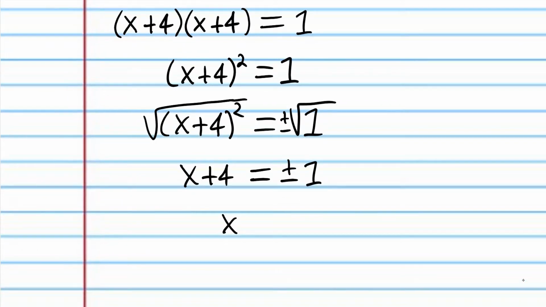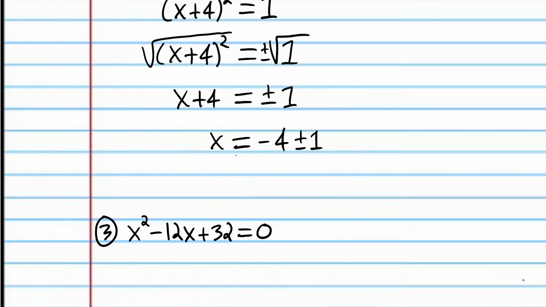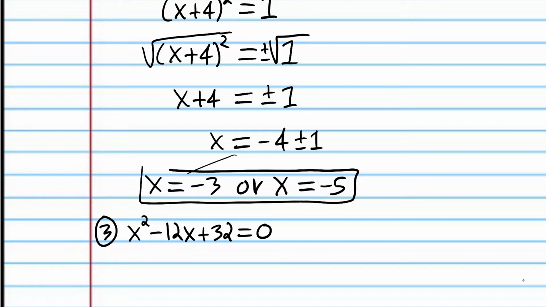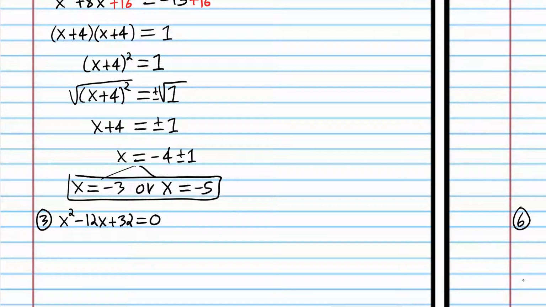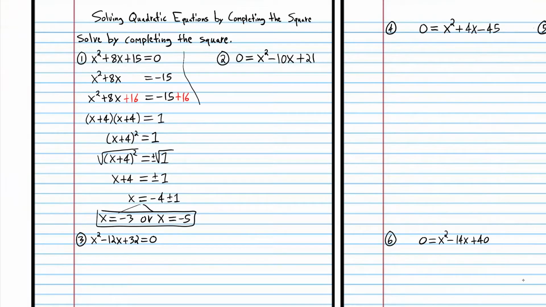And now we just solve, so subtract 4 from both sides, and we get negative 4 plus or minus 1. If 1 is positive, then one solution is negative 4 plus 1, which is negative 3. And the other solution is negative 4 minus 1. If 1 is negative, then we get negative 5. And so there you go. Okay, so that is the completing the square method.